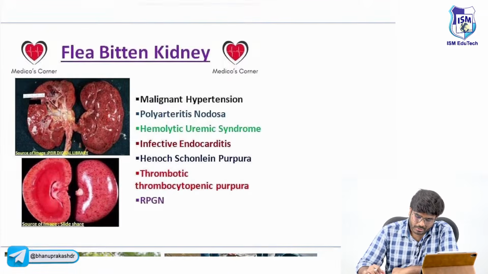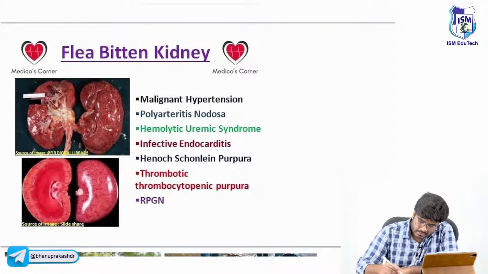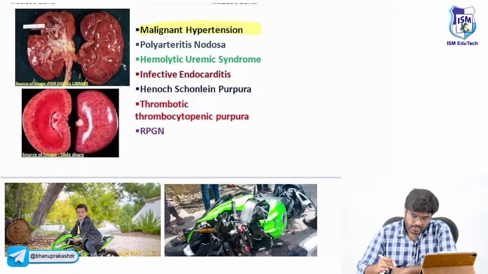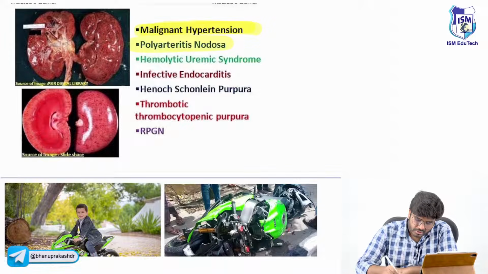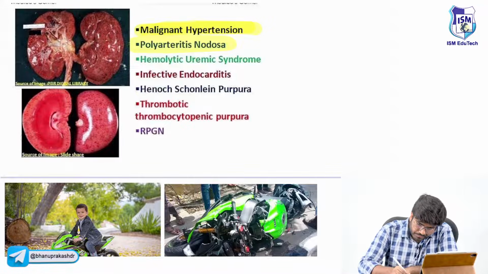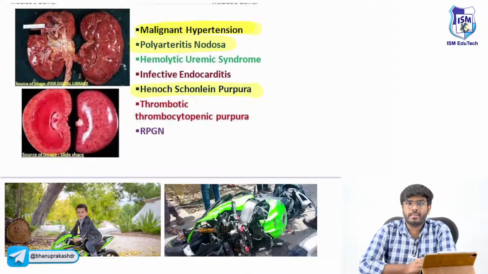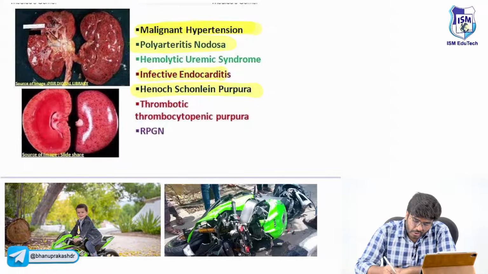Okay, you don't know. So look here, malignant hypertension. So malignant hypertension is associated with flea-bitten kidney. I have taken it from the internet, but yeah, important. So malignant hypertension, polyarteritis nodosa. And look, even Henoch-Schonlein purpura. Okay, Henoch-Schonlein purpura we will discuss. This is also a vasculitis. Okay, here also you will see the vasculitis. Then infective endocarditis, hemolytic uremic syndrome, thrombotic thrombocytopenic purpura, rapidly progressive glomerulonephritis.